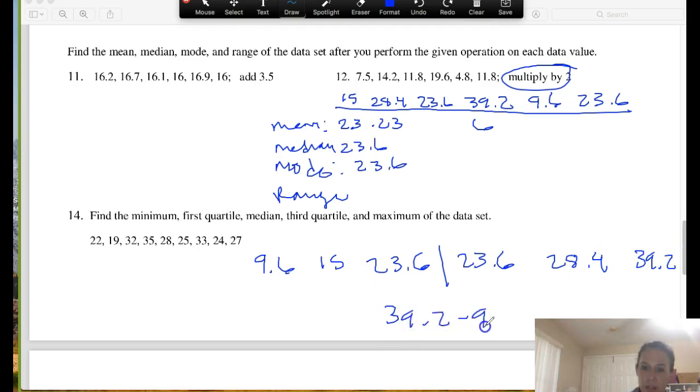The range is the difference from the greatest to the least, so I'm going to go 39.2 and subtract off 9.6. And when I do that, I'm going to get 29.6. And there's your solutions, okay? Now make sure you do the multiply by 2 first and get your new data points before you do all of this. That's the biggest mistake I see on these.